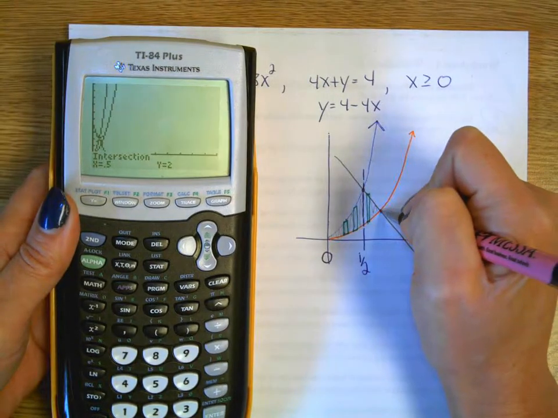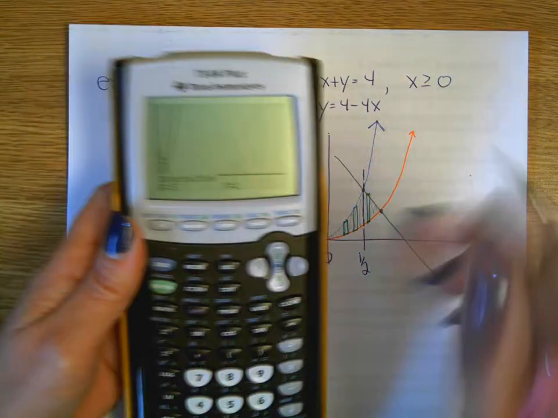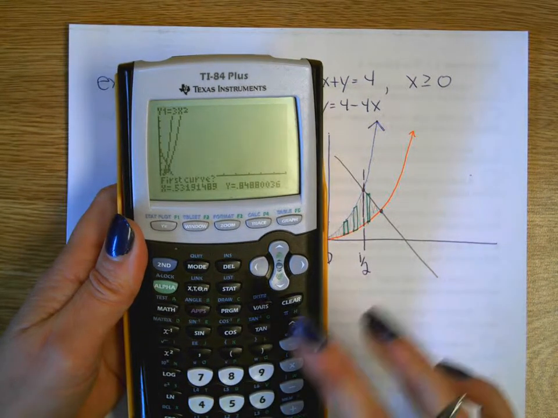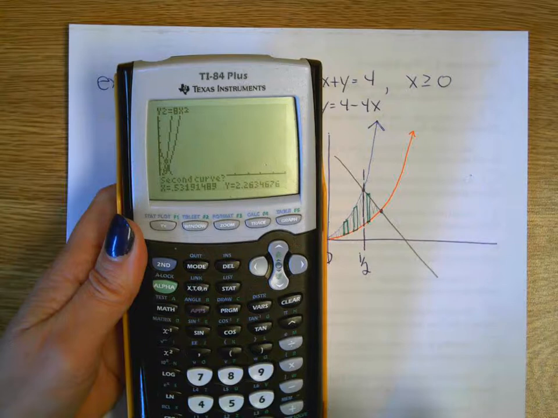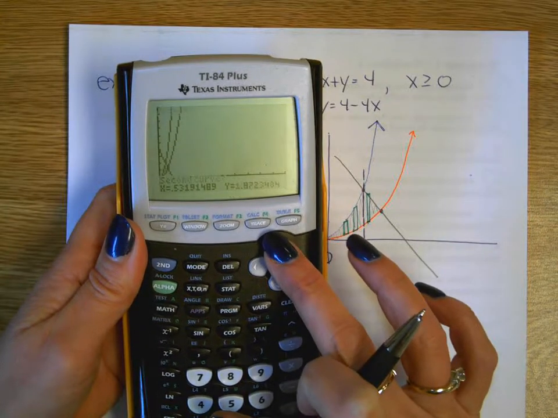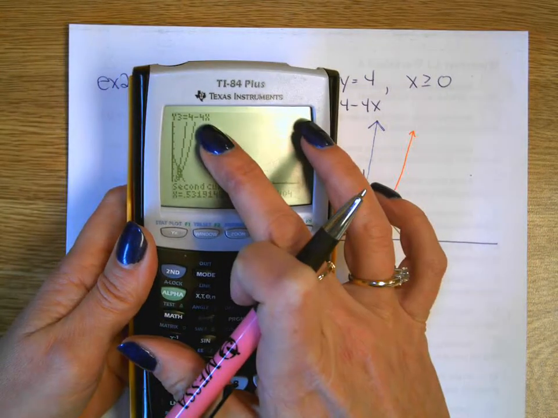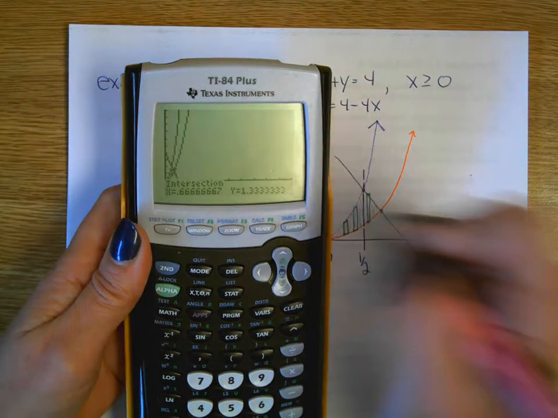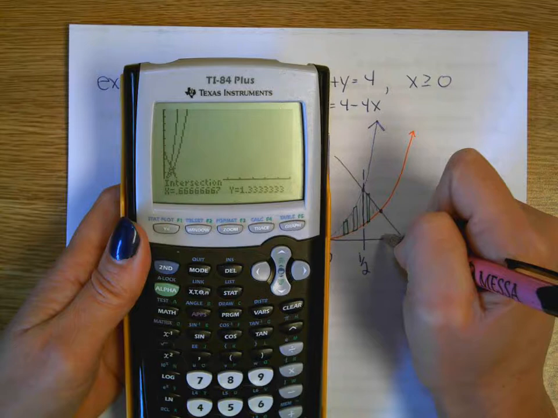And then I've got to find this intersection, which is the line and the 3x squared. So calc, intersect again. I want to use the 3x squared. And then I want to use the line. And I see them changing up at the top here. And 0.6 repeating is 2/3.